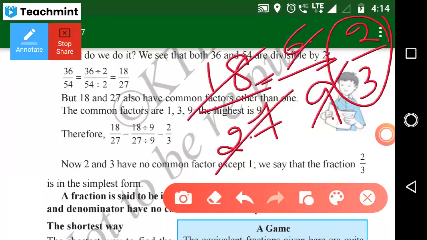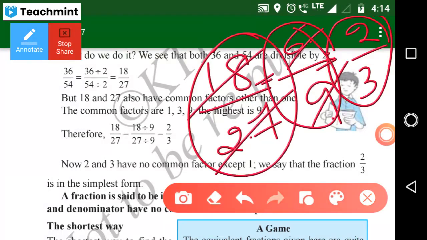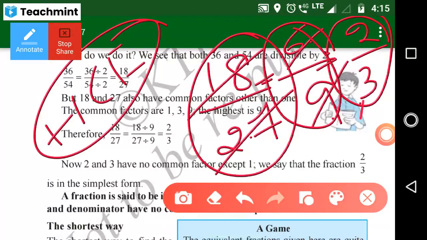So you have to solve so many steps, no? So that's why you just find out the HCF, then directly you can divide it by 9. You will get the simplest form. 2 by 3 is the simplest form. Why can we consider it as the simplest form? We can't divide again. That's why.